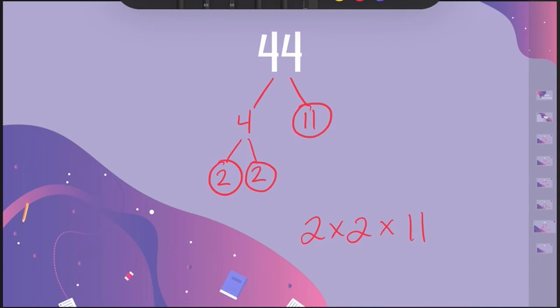You can double check your work by multiplying your numbers back together. 2 times 2 is 4. 4 times 11 is 44.